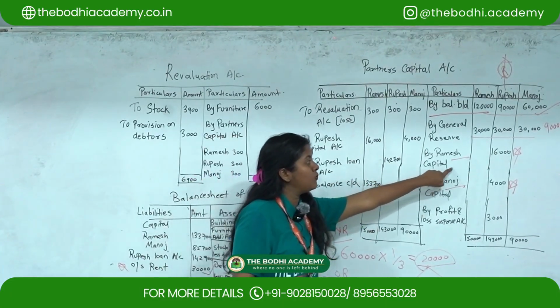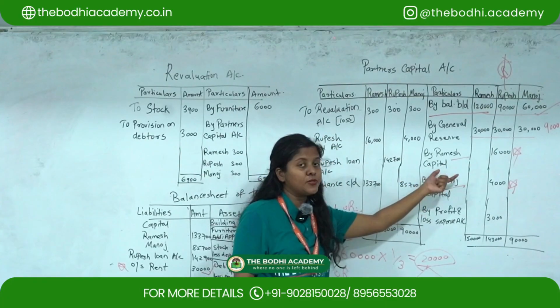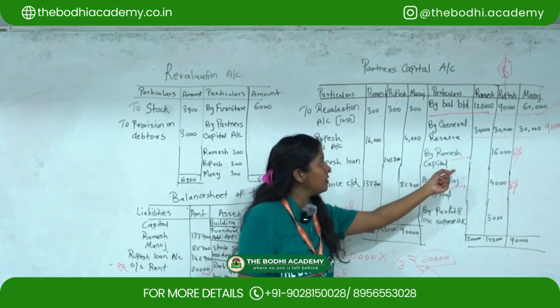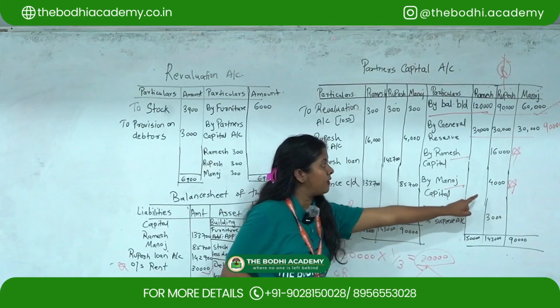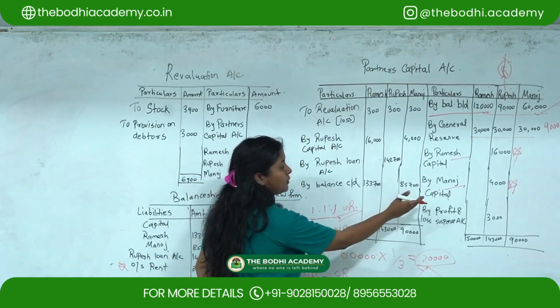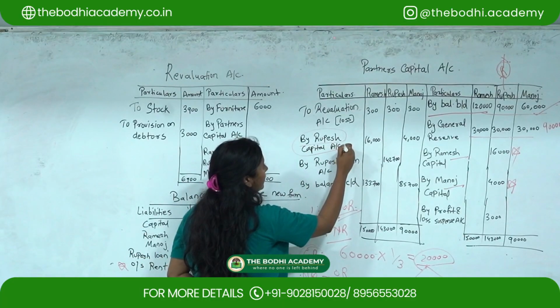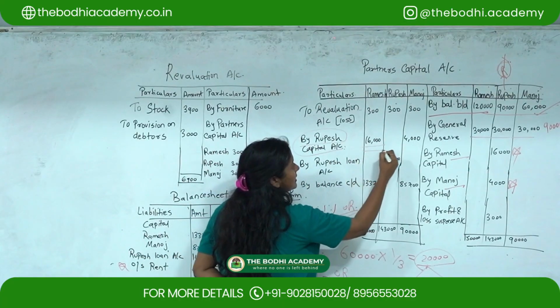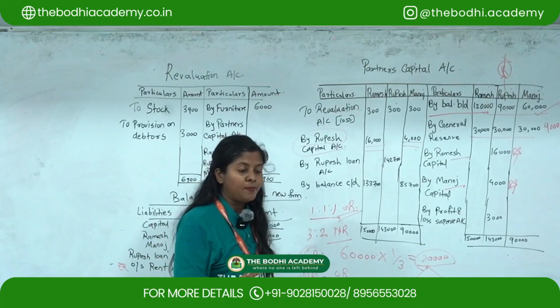So that's why I took the goodwill under Rupesh capital, but we are distributing it to the partners. So here I took Ramesh capital 16,000 and Manoj capital 4,000. Then once you put it over here, you have to put under this head Rupesh capital. Rupesh is giving, no? So 16 and 4,000. This is with regards to the goodwill part.